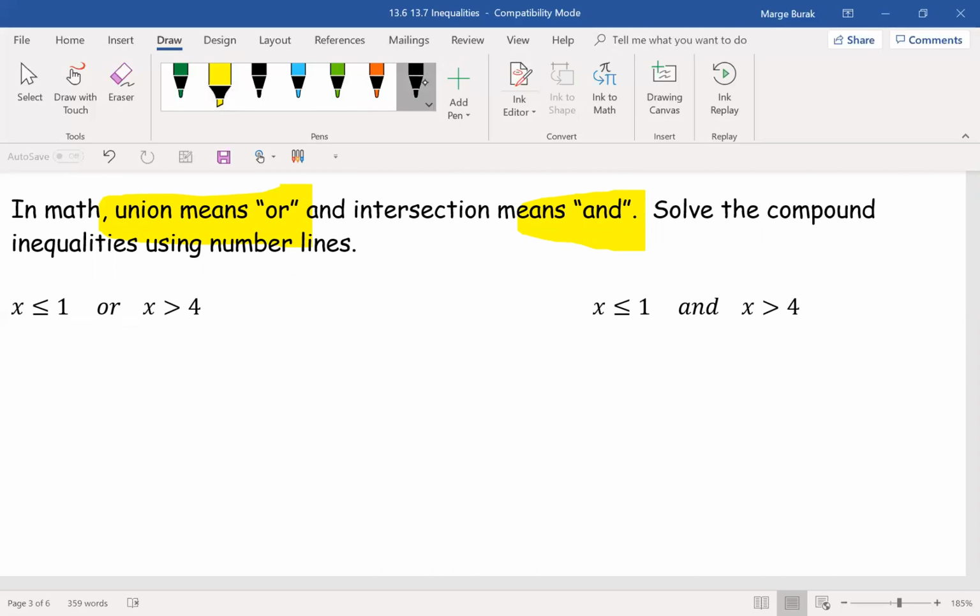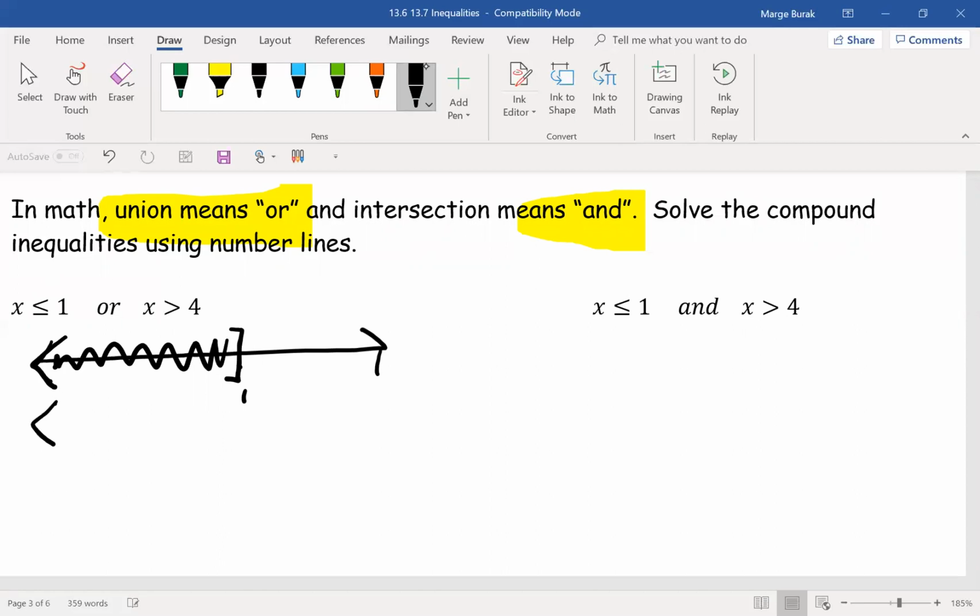Okay, so let's see how we do this. Let's do x is less than or equal to 1. So we'll have our 1 here, and we're going to go this way, which is less than or equal to 1. The other one is x is greater than 4. So I'm just going to put 4 over here, and it's greater than 4. Okay, so that's my second one.